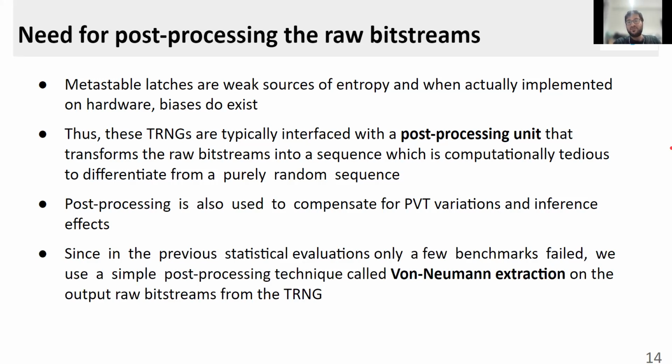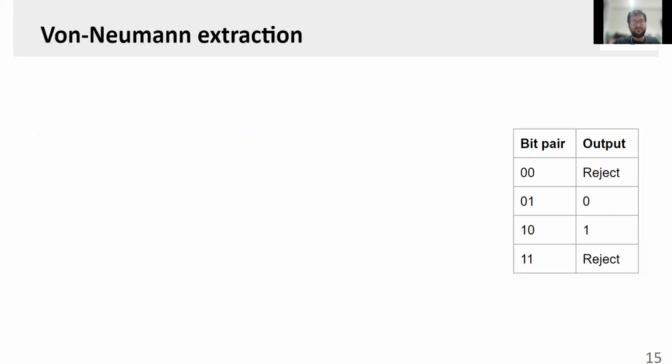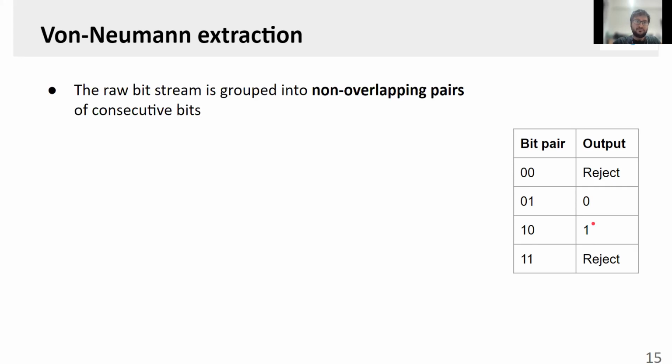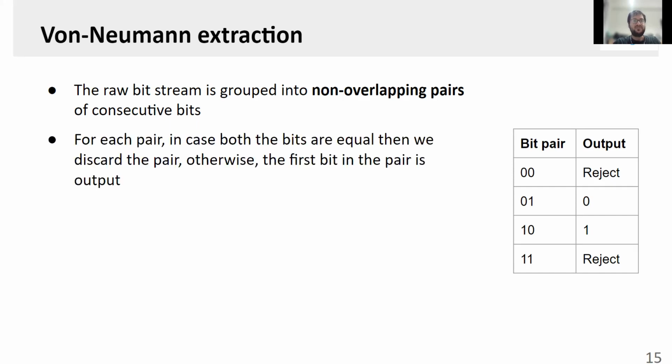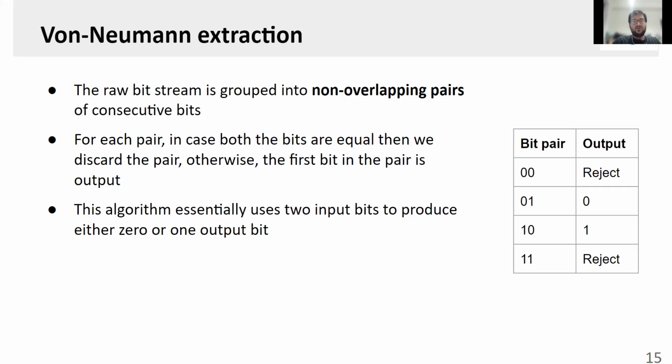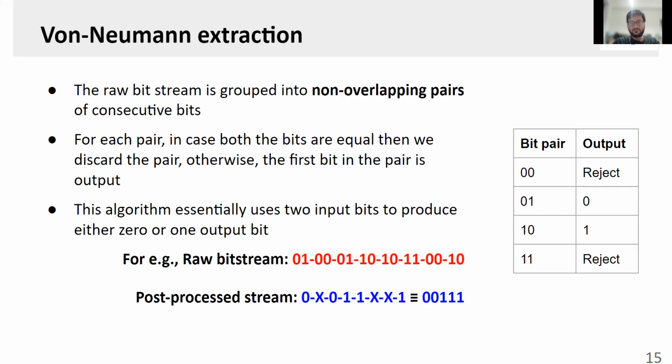Since in the previous statistical evaluation only a few benchmarks failed, we use a simple post-processing technique called von Neumann extraction on the output raw bit stream from the TRNG. So what is the von Neumann extraction? If the bit pair is 00 or 11, then we reject the bit pair. However, if it is 01 or 10, then we take 0 and 1 respectively. So the raw bit stream is grouped into non-overlapping pairs of consecutive bits. For each pair, in case both the bits are equal, we discard the pair, and the algorithm uses two input bits to produce either a 0 or 1 output bit.